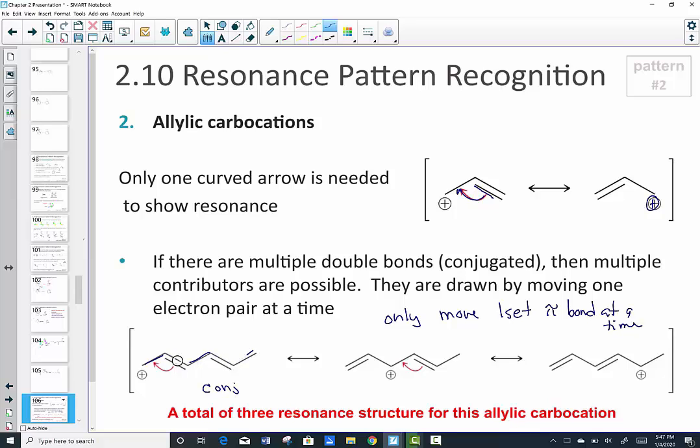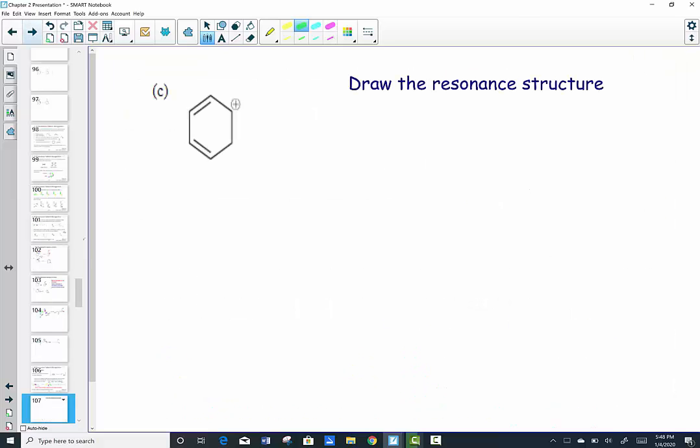So here we have, just to highlight, here is your double bond. And here is the allylic position of the positive charge. That means in the first movement, I've moved the pi bond between carbon 1 and 2, and I've moved the positive sign to position 3. Now I can see that this next pi bond meets the criteria for this allylic position, and I can move that one more time. I only move one pi bond at a time. So draw the possible resonance structures here.